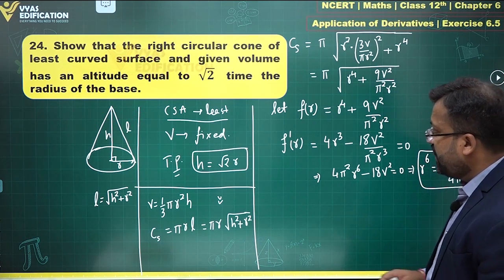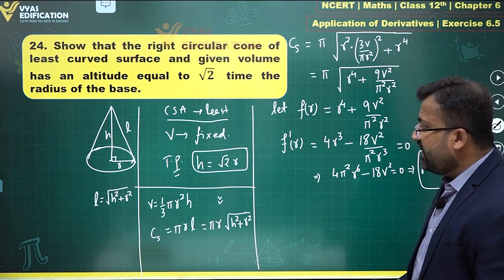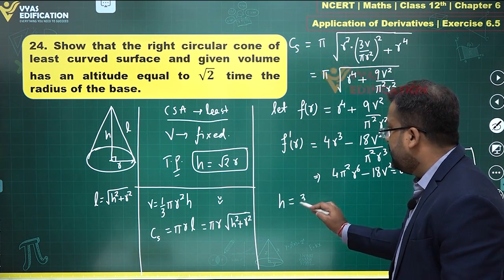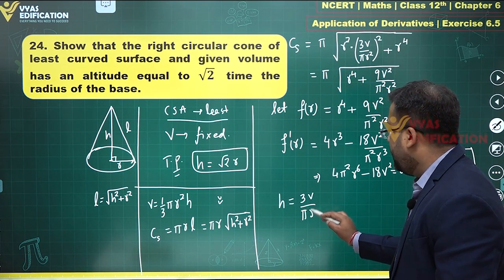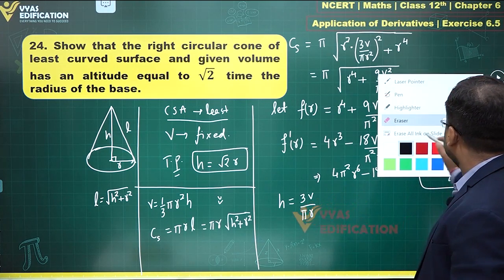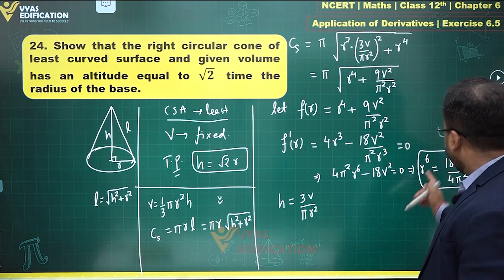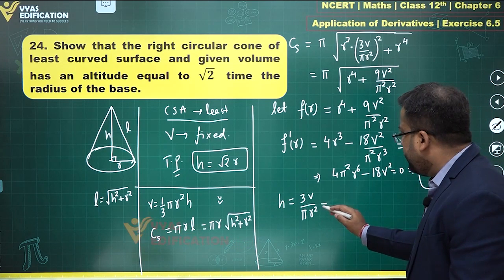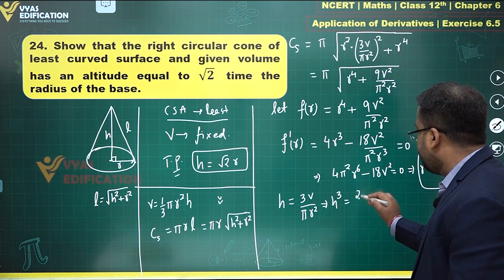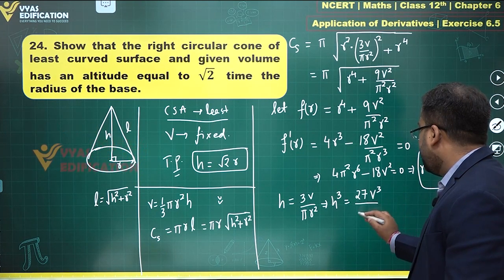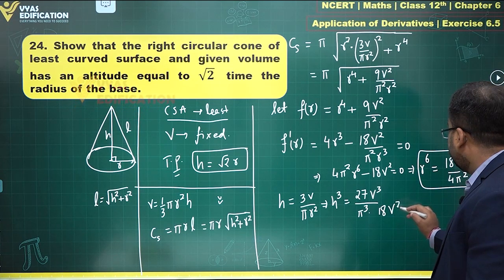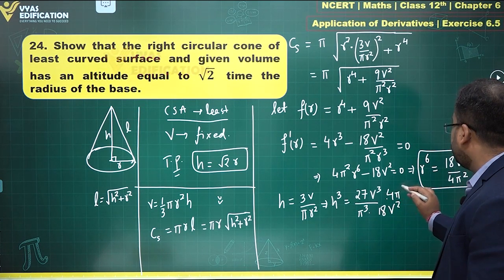Yes, we can find h with the help of this maybe. H is already known to us: h is 3V upon pi r square. This is pi r square, but we need r power 6, yes. So why not deal with h power 3 first? H power 3 is 27 V power 3 over pi power 3 times r power 6, which is 18 V square over 4 pi square.